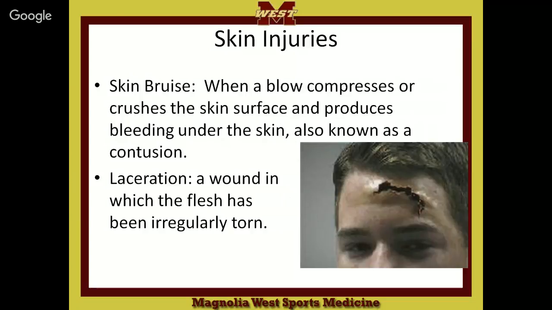All right, that's not a skin bruise, that there's a laceration, but a skin bruise is when a blow compresses or crushes the skin surface and produces bleeding under the skin, also known as a contusion. And you can see what? Well, purple, and then it turns yellow when it starts to heal. Laceration. It's a wound in which the flesh has been irregularly torn. Where can you see this in sports?